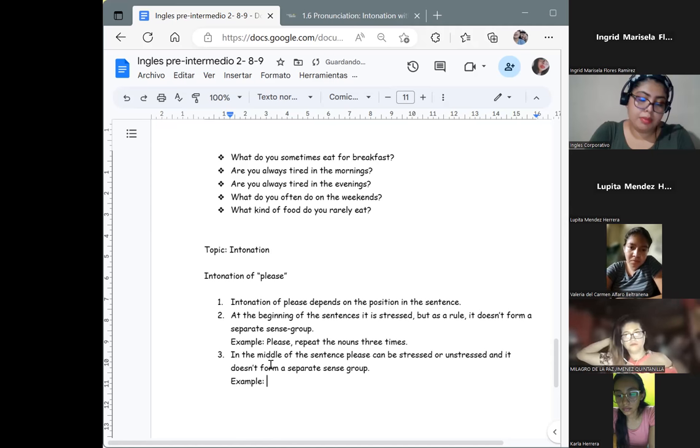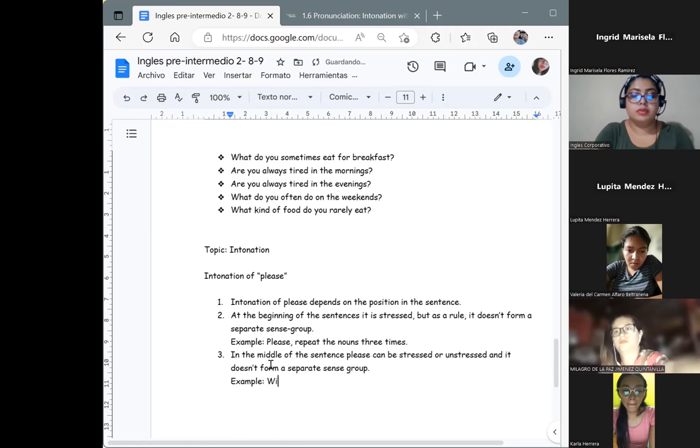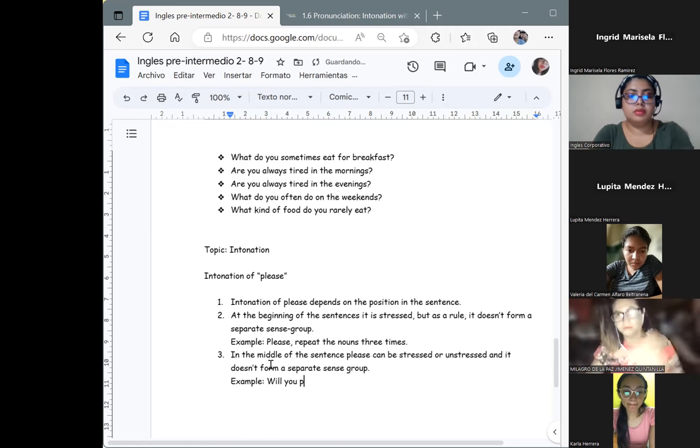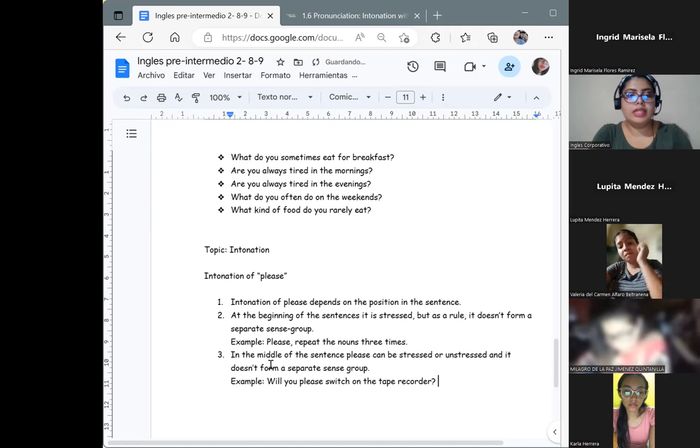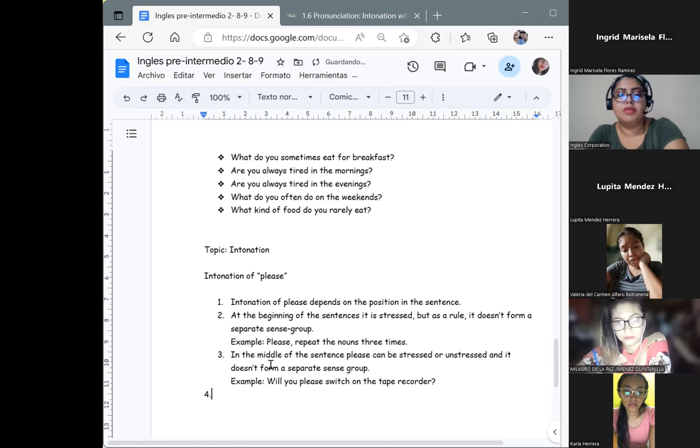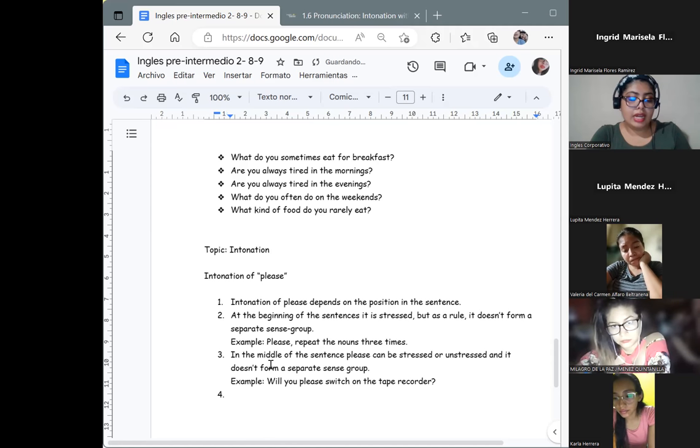Can you please switch on the tape recorder? Can you please switch on the tape recorder? And the last one, number four, it says, at the end of the sentence, please is unstressed. It doesn't form a separate group and it is pronounced with the melody of the previous group.